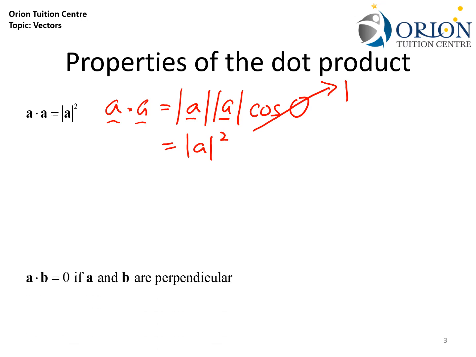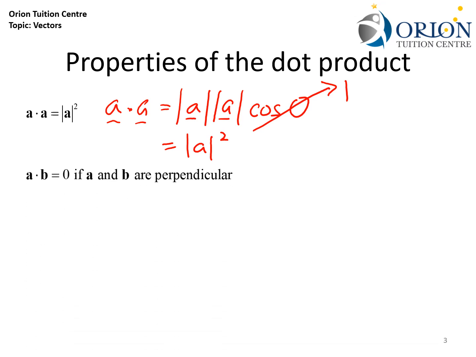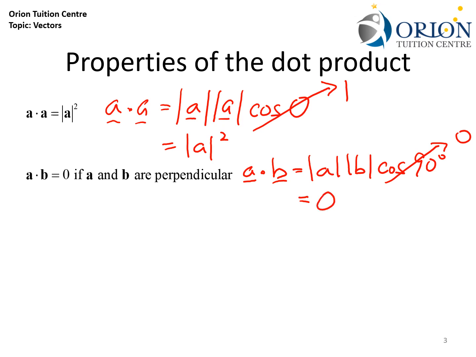And this is how we arrive at the first property. Number two, if we have two vectors that are mutually perpendicular, their product will be 0. This is because we now have A dot B equals mod A mod B cosine 90 degrees. And we know that cosine 90 gives us 0, and therefore the dot product of two vectors that are mutually perpendicular is always going to be 0.